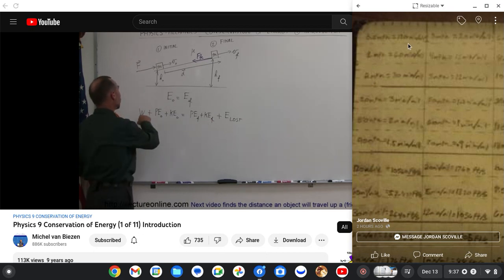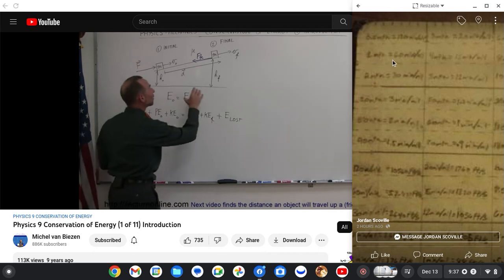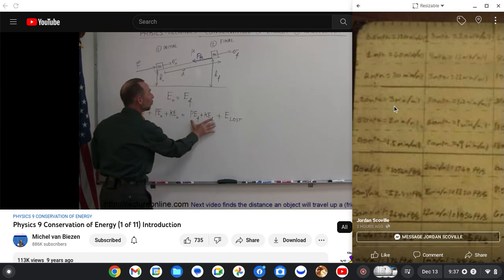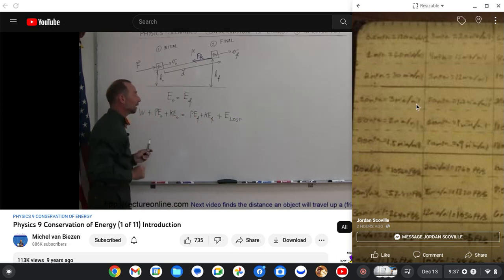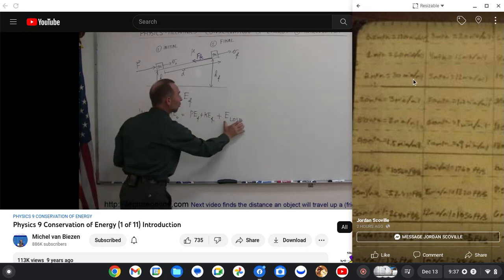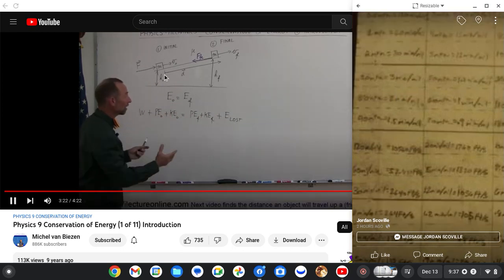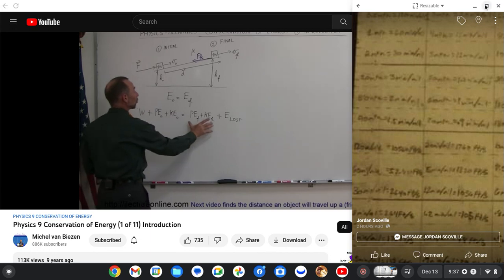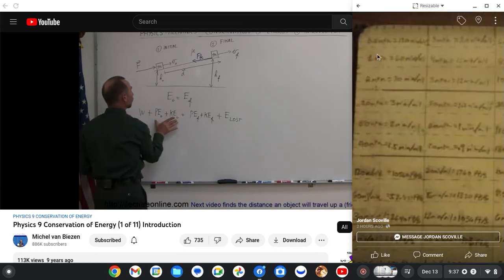If the work we put into the system was greater than the energy lost, then these two will be greater than those two combined. And if the work put into the system was less than the energy lost over here, then of course more energy was lost, and that means the total sum of these two would be less than the total sum of those two.